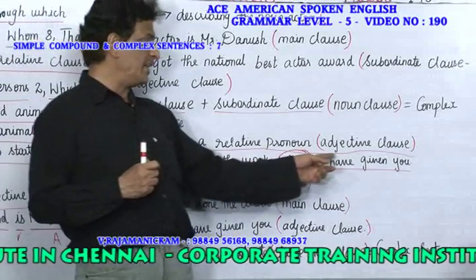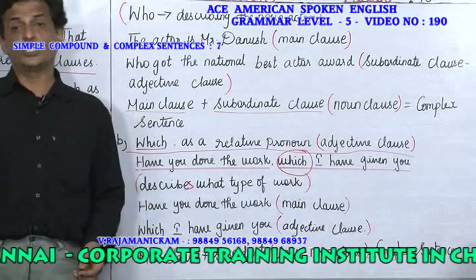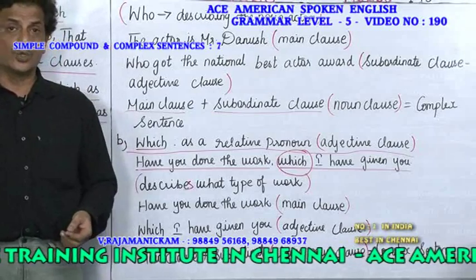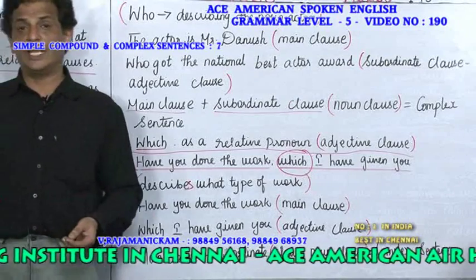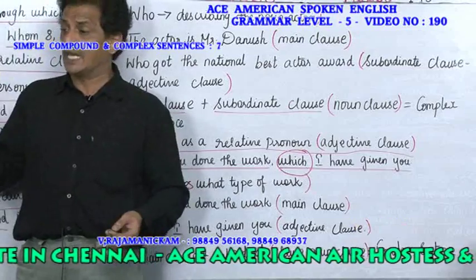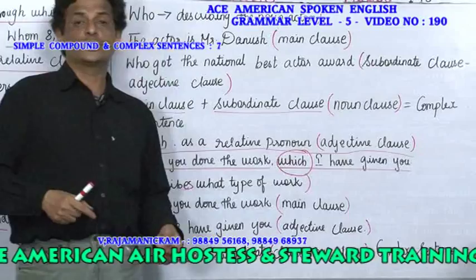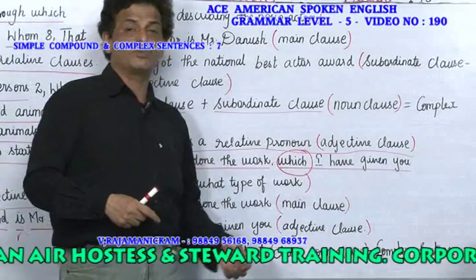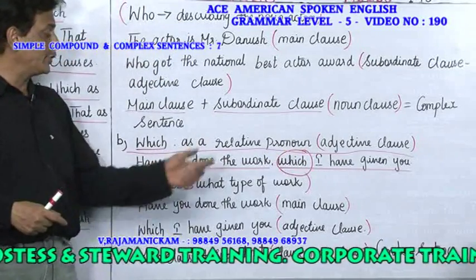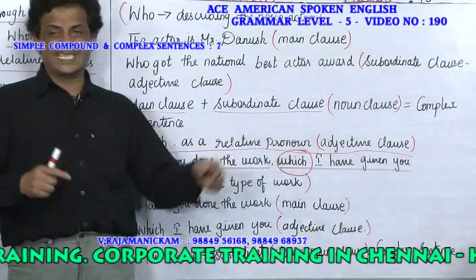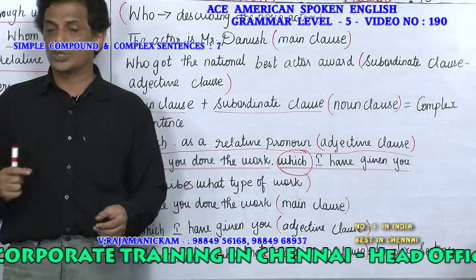ஸோ which I have given you, நீ செய்து முடித்து விட்டாயா வேலையை? நான் கொடுத்த அந்த வேலையை செய்து முடித்தாயா? அந்த வேலை அது என்ன மாதிரி வேலை? நான் கொடுத்த வேலை. அது வாக்கியமாக வருகிறது. Which I have given you. ஸோ இந்த which I have given you சார்பு வாக்கியமாக மாறிவிடுகிறது. Have you done the work முழுமையடைந்த வாக்கியமாக மாறிவிடுகிறது. இந்த ஒர்க்கை டிஸ்கிரைப் பண்ணுறது which I have given you, நான் கொடுத்த வேலை.